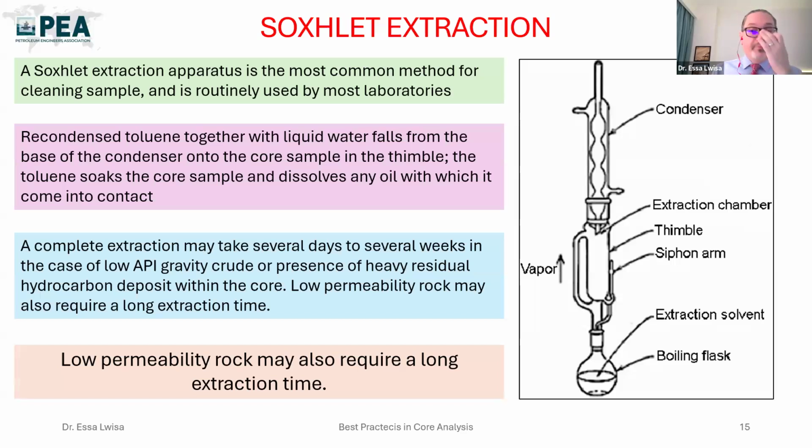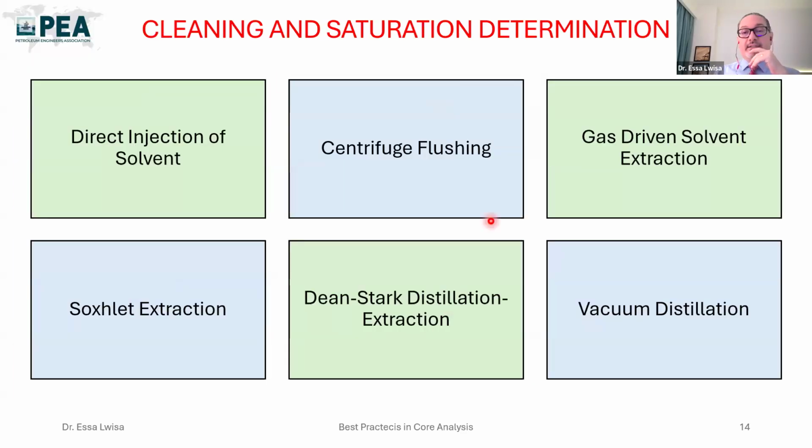Now let me go back a little bit here. If you can see, for the cleaning and the saturation determination, we have 6 methods. The first one is direct injection of solvent, as if you are running a flow test, or for example the liquid permeability test, but instead of injecting water into the sample, you inject the solvent. In this case you have to use a special setup that can stand the solvent, I mean the solvent is not corrosive to your apparatus. The second one is centrifuge flushing. The third one is gas-driven solvent extraction. The fourth one is Soxhlet extraction, and that is the most used method. And then Dean-Stark distillation extraction.